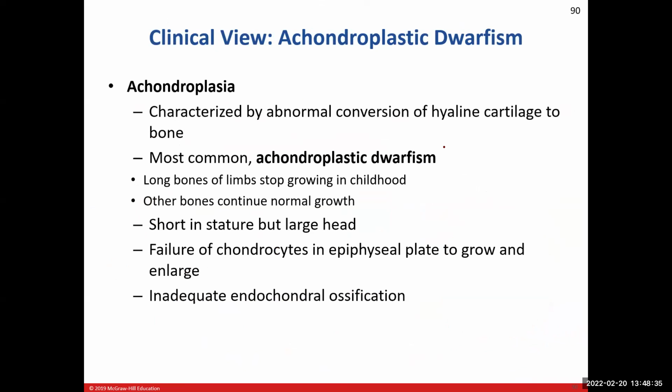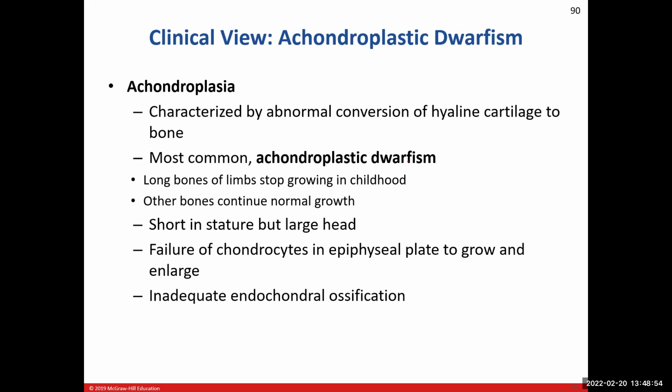Right, that leads us to our second clinical view: dwarfism. In this particular instance, this is achondroplastic dwarfism. There are different types of dwarfism. You can have a pituitary dwarf, you can have a thyroid dwarf. This is achondroplastic dwarfism.